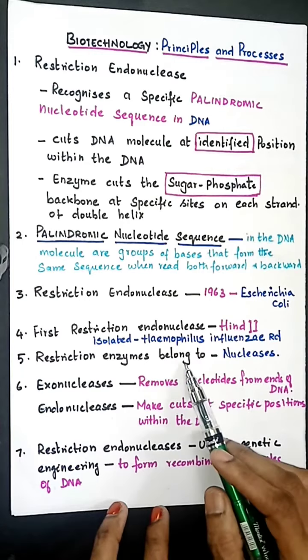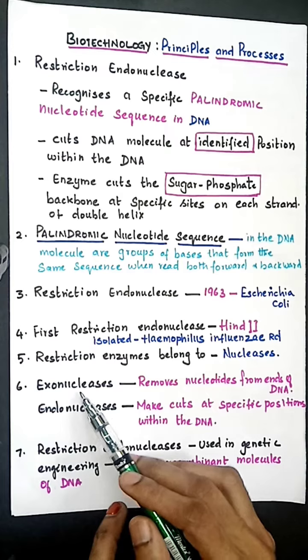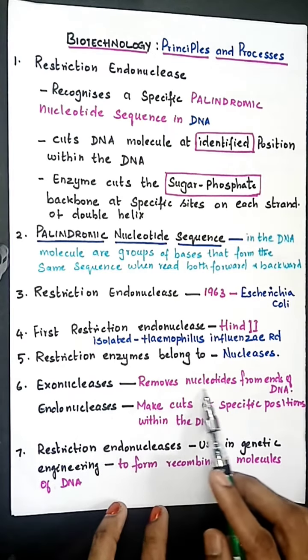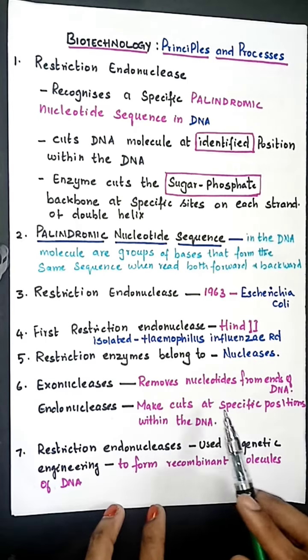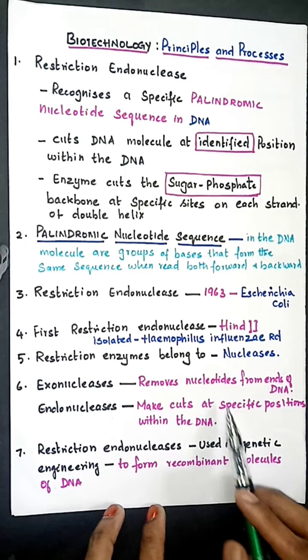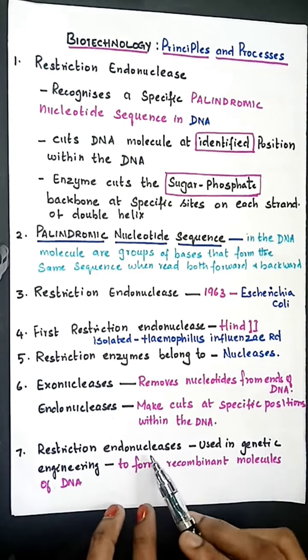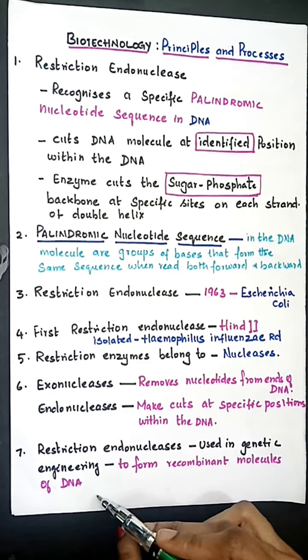Restriction enzymes belong to the class of nucleases. There are two types of nucleases, exonucleases and endonucleases. Exonucleases are enzymes which remove the nucleotides from the ends of DNA. Endonucleases make cuts at specific positions within the DNA. This is used to remove and this is used to cut. Restriction endonucleases used in genetic engineering are used to form recombinant molecules of DNA.